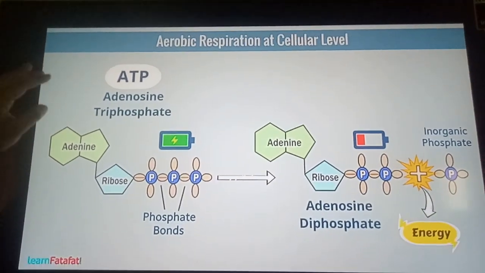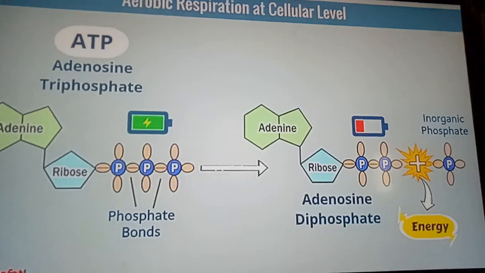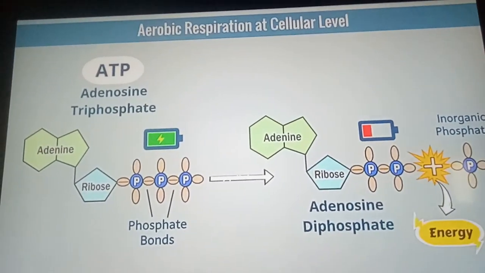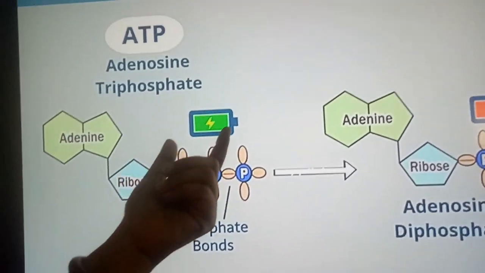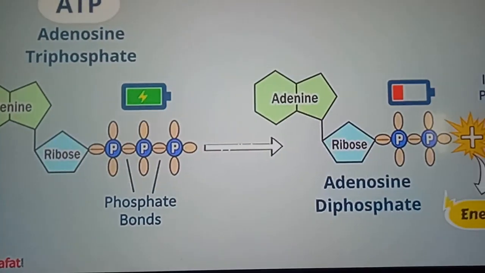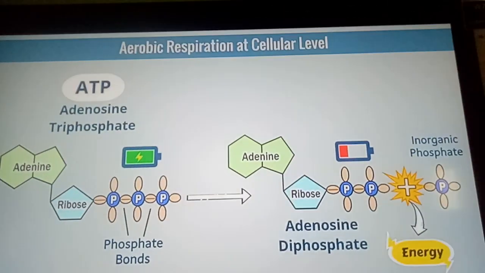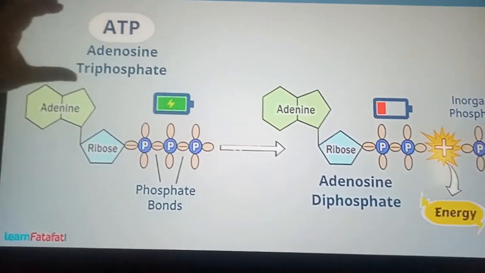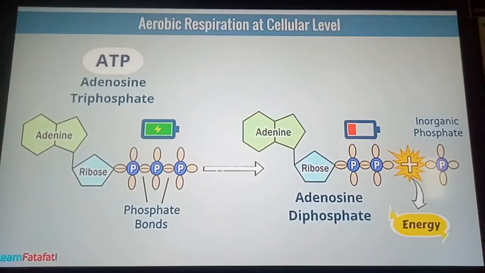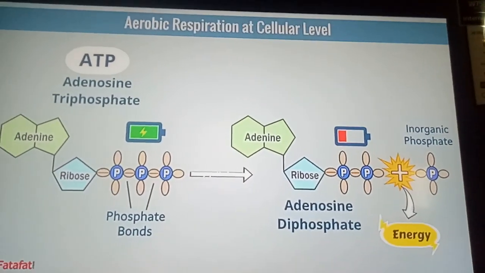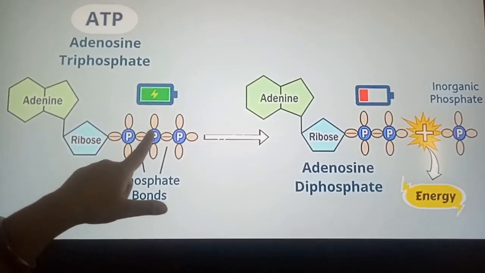Finally, in the mitochondria ATP is produced. ATP is nothing but packets of stored energy. We use a battery for different purposes, and similarly in our body this stored ATP is used in different ways in our daily activities.